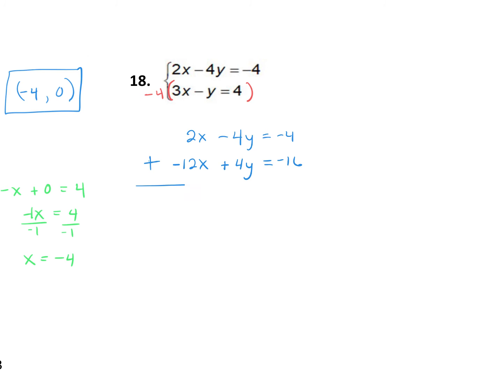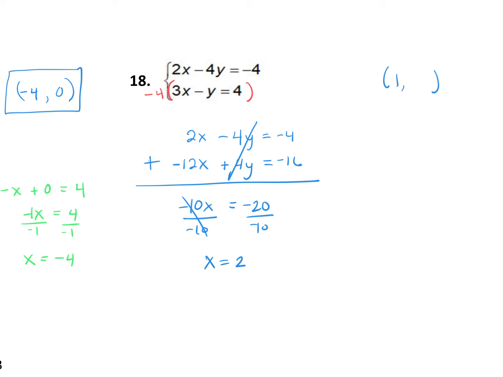We're going to add our two equations together. So 2x plus negative 12x, that's a negative 10x. Our 4y's cancel, negative 4y plus 4y. And then negative 4 plus negative 16 is a negative 20. We have an equation with an x to solve for, so let's keep solving. We're going to divide both sides by negative 10. And we get x equals negative 20 divided by negative 10 is a positive 2. So our solution, we have the x value.